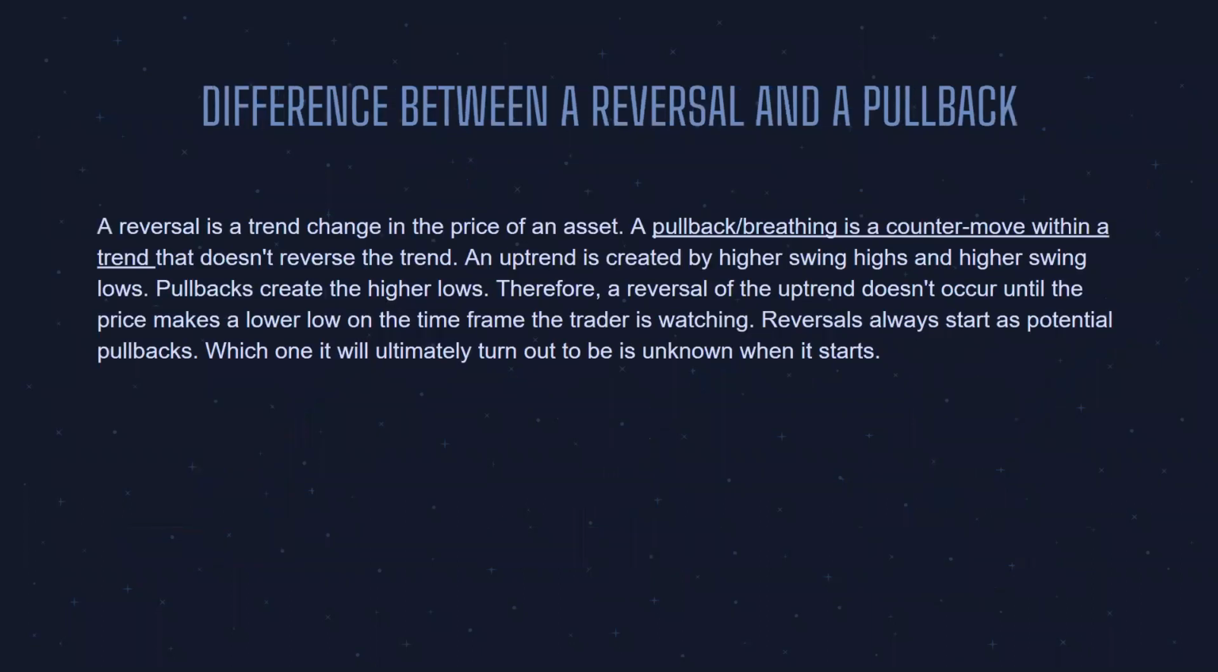So the difference between a reversal and a pullback or breathing, right? A reversal is a trend change in the price of an asset. A pullback, breathing, is a counter move within a trend that doesn't reverse the trend. An uptrend is created by higher swing highs and higher swing lows. Pullbacks create the higher lows. Therefore, a reversal of the uptrend doesn't occur until the price makes a lower low on the time frame the trader is watching. Reversals always start as potential pullbacks, which one it will ultimately turn out to be is unknown when it starts. Because if we knew, we'd just trade it going down.